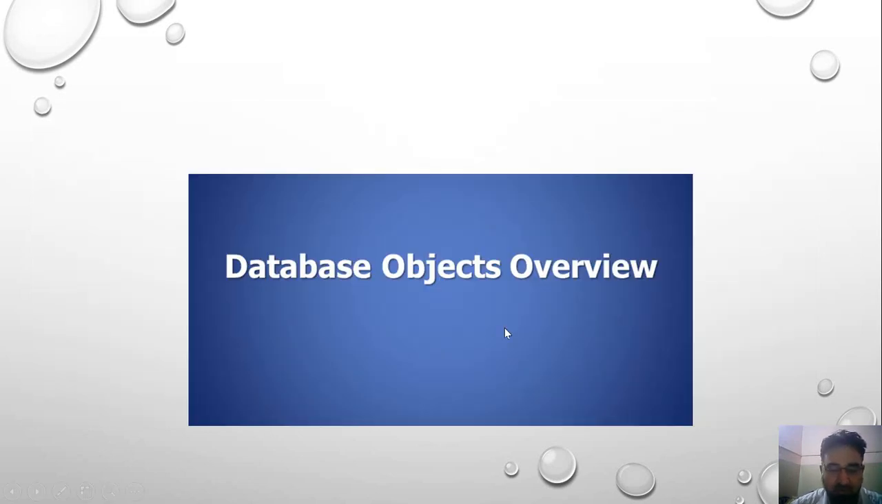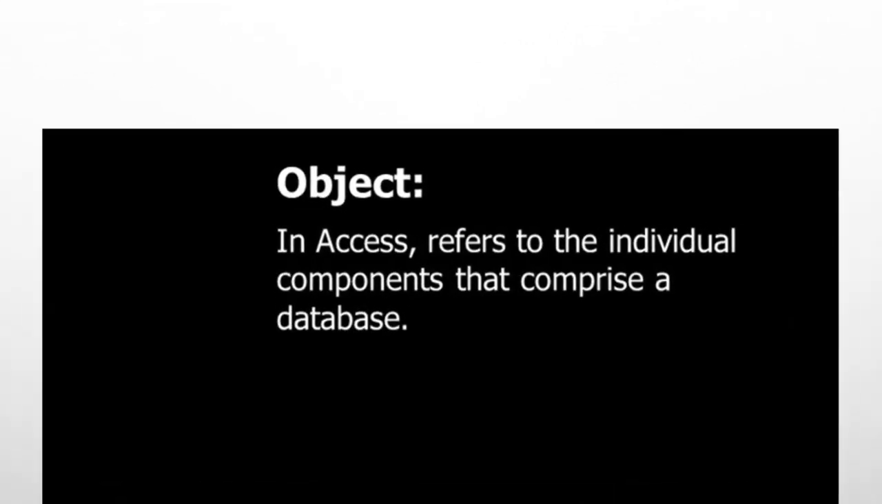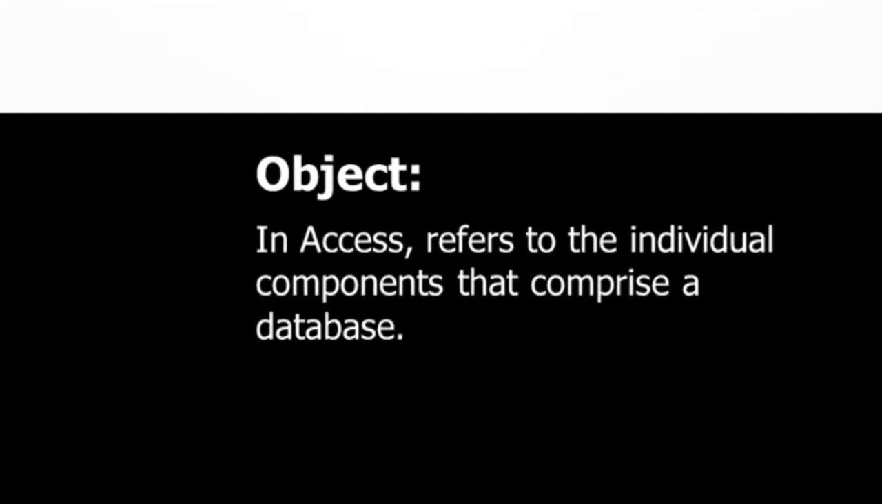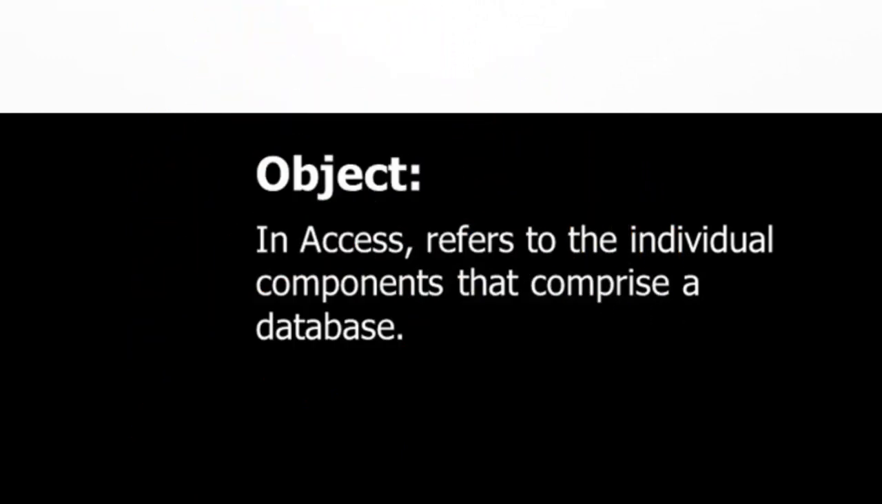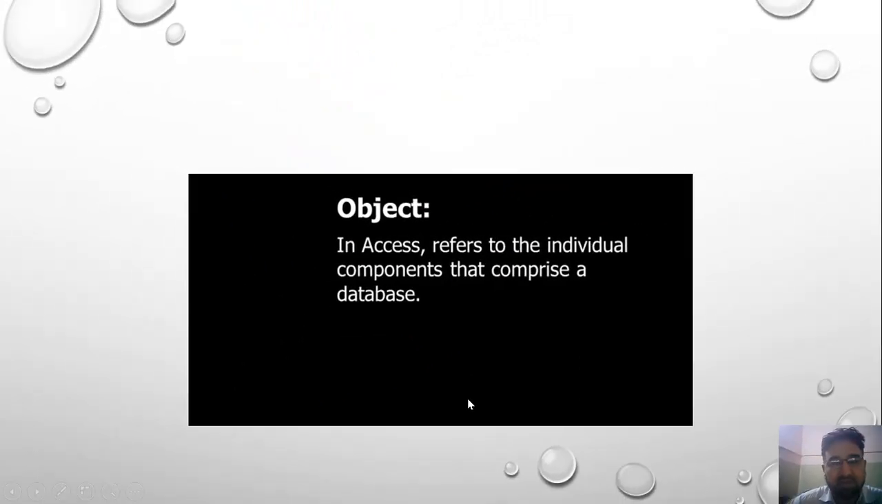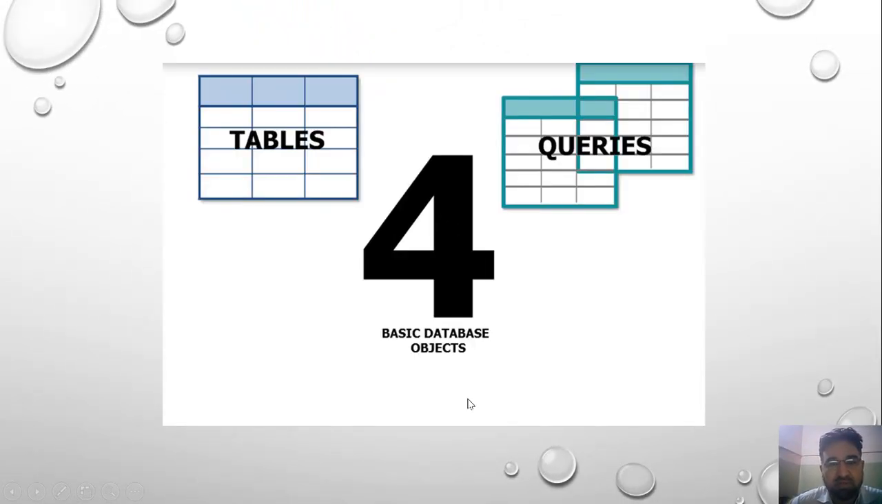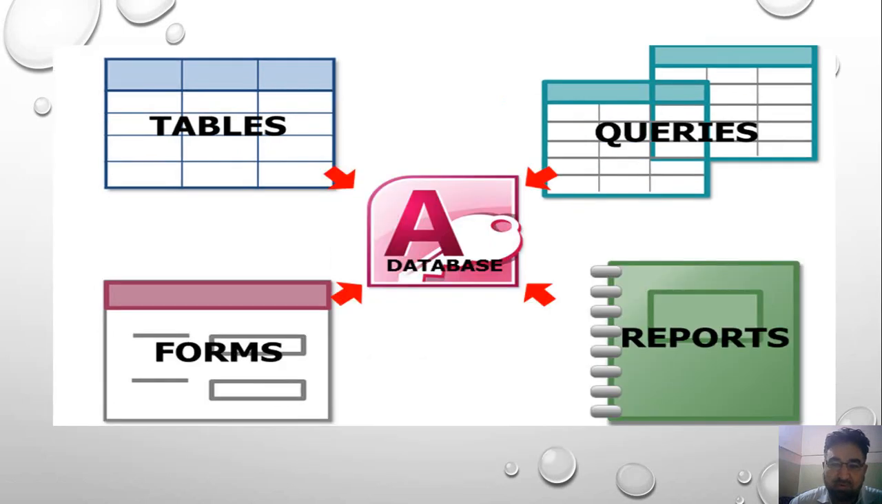Database object overview. In Access, an object refers to the individual components that make up a database, and there are four basic objects: tables, queries, forms, and reports. All four of these objects working together make up a complete Access database. Now each of these objects has a very specific purpose or job within a database.